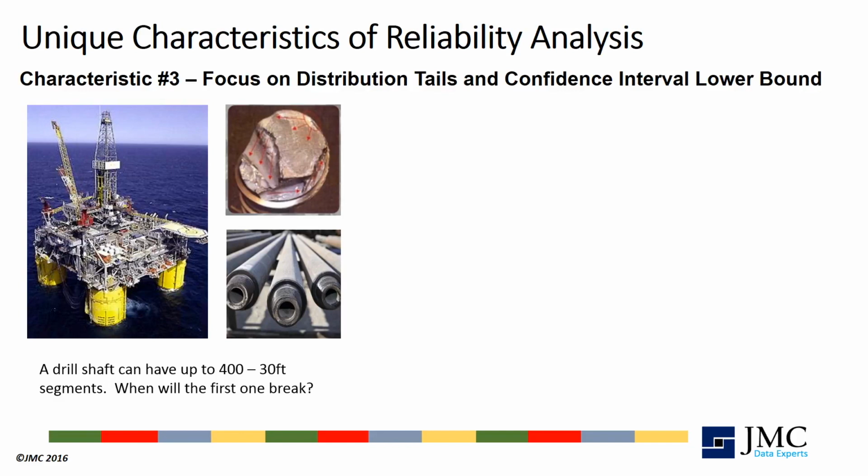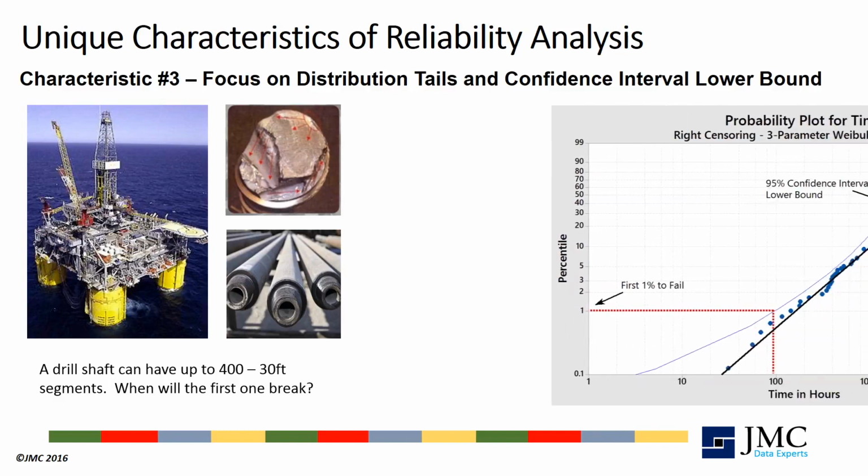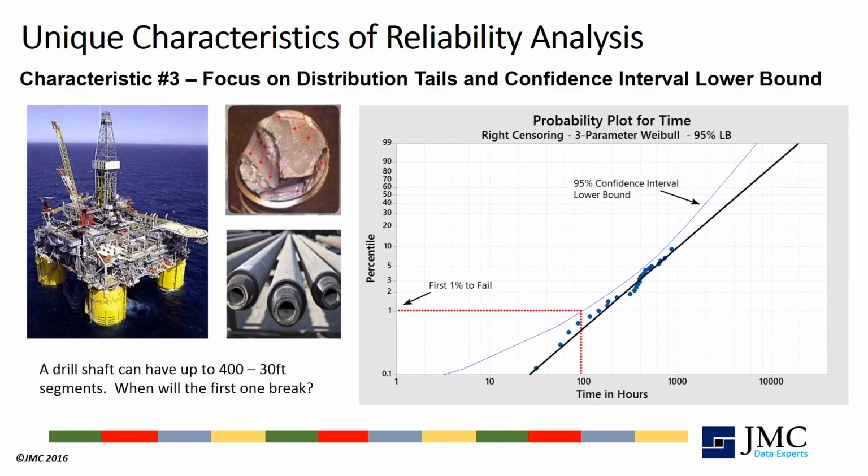Moreover, the estimate of this percentile is commonly not used for making decisions such as the timing of preventative maintenance or replacement. Because of the severe consequences of failure, a more conservative value, such as the lower bound of the confidence interval of the estimate, is commonly used. This focus on the distribution tails, and a single-sided bound of the confidence interval, is the third unique characteristic of reliability analysis.